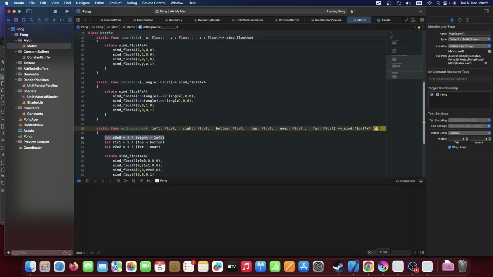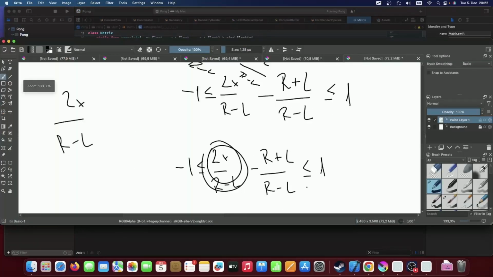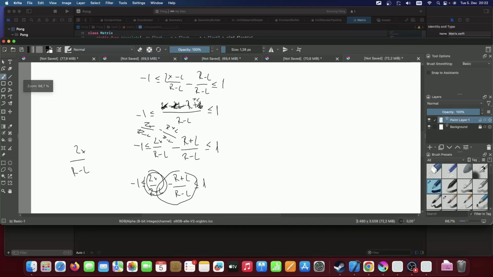But if I look here, we also have this part, minus right side plus left side over right minus left side, which is the translate part of our matrix. So basically, if you remember, we had our matrix. This part of the matrix goes over here for x, and this part is the translation part, and it goes to this part.